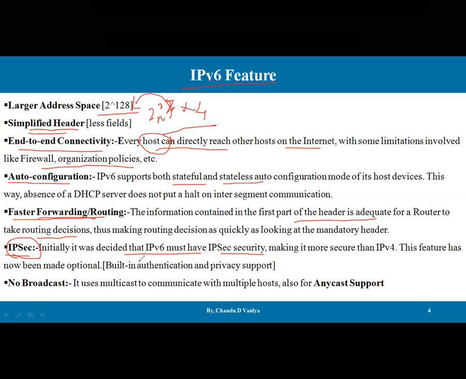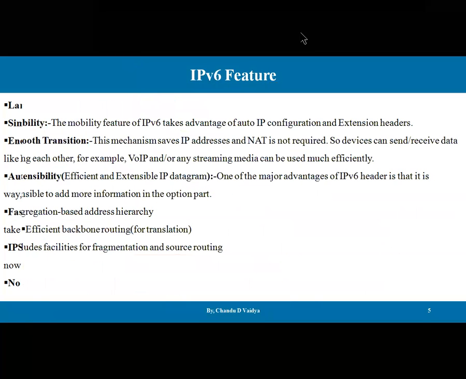In terms of the port, it is application dependent. No broadcasting. It uses multicast to communicate with multiple hosts, and also supports Anycast. So here there is no broadcast. Broadcast is not available, but Anycast and multicast are supported. So these are a few features. Let's talk about the other features. Here, mobility is also supported. Mobility is what?